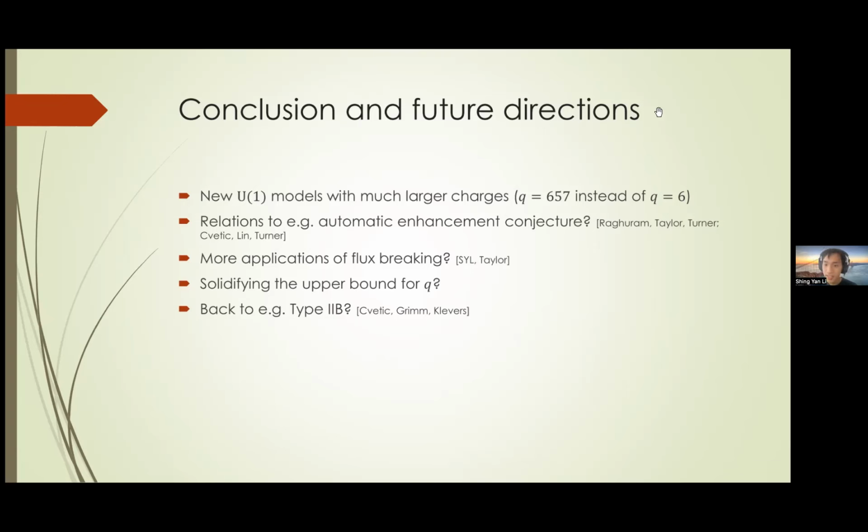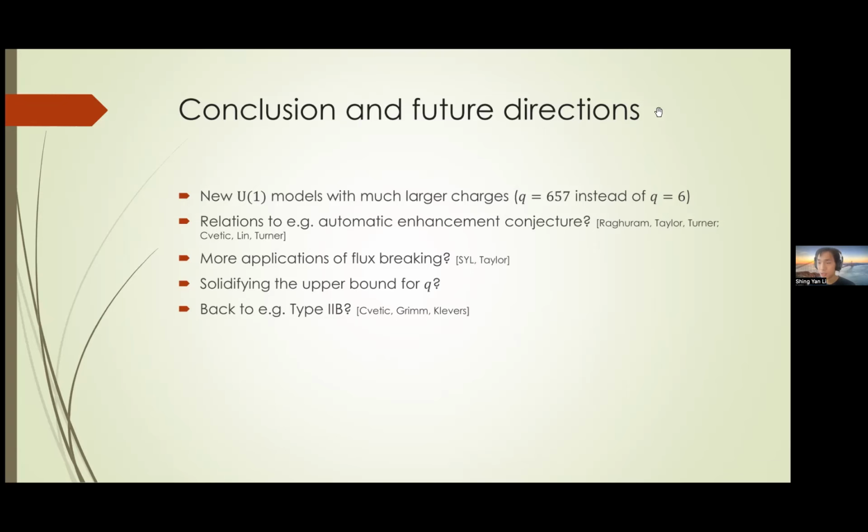The first one is this kind of U1 spectrum. It is tightly related to a certain kind of U1 spectrum in 6D that is ruled out by the so-called automatic enhancement conjecture. This tells you that if you have this kind of spectrum in 6D, then you actually get a larger gauge group than you would expect. And once you go back to a larger gauge group, you'll find that these charges are no longer large. So we now basically already know that it will evade this automatic enhancement conjecture for some reason, but it will be interesting to investigate the deeper relation between these concepts.